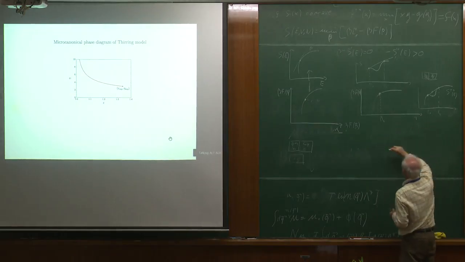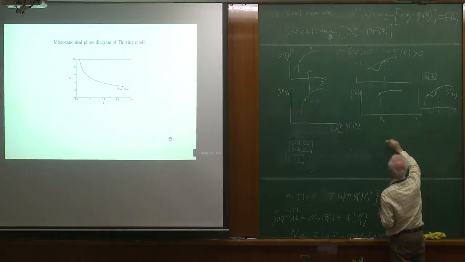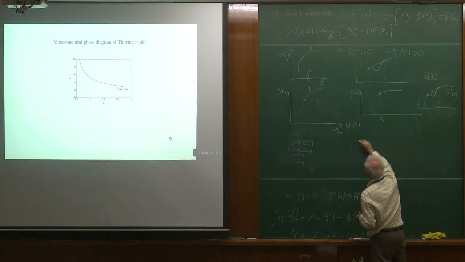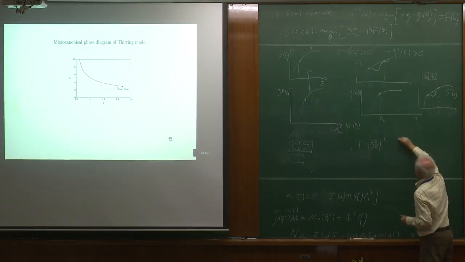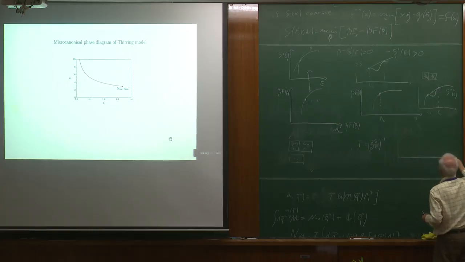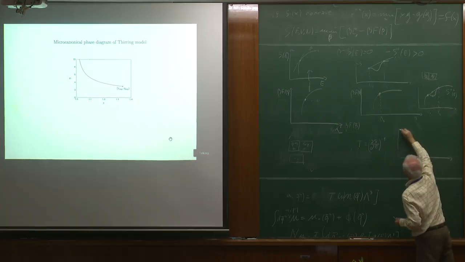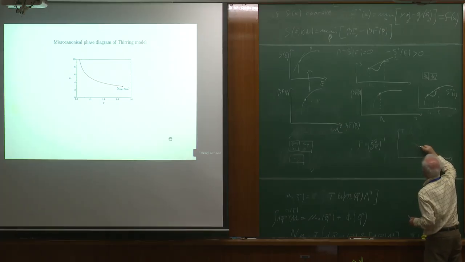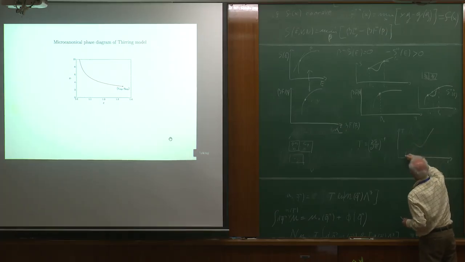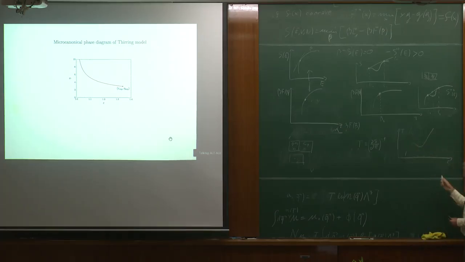When you have that form, and you take the temperature, which is defined by this, you find that there is a region in which you have a decrease of temperature when you increase the energy, negative specific heat.